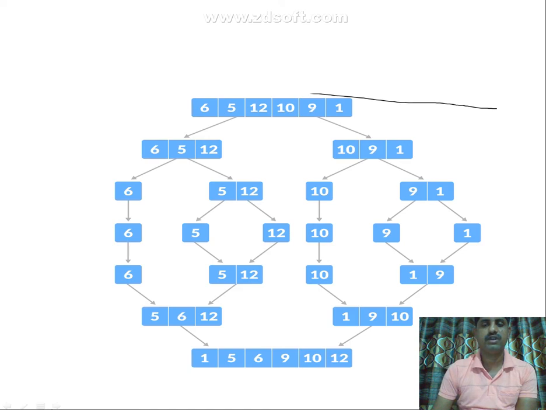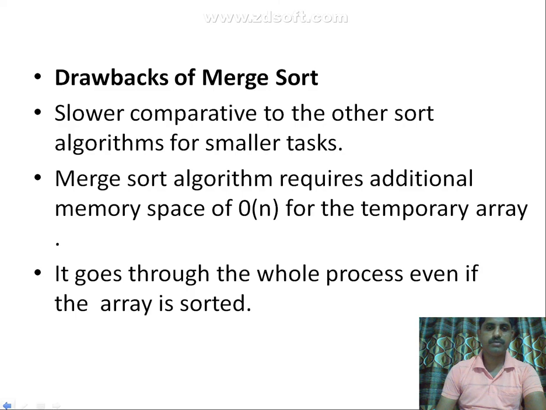So 6, 5, 12, 10, 9, 1: there are three elements 6, 5, 12, then a single element and two elements, 6 and 5, 12, with mid = (low + high)/2. Lastly we merge 5, 6, 12 and 1, 9, 10 to get 1, 5, 6, 9, 10, 12. See, the time complexity is O(n log n). For merge sort, the average case and best case are also O(n log n).